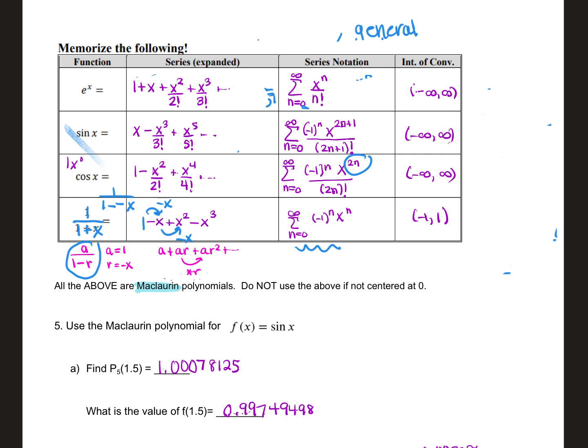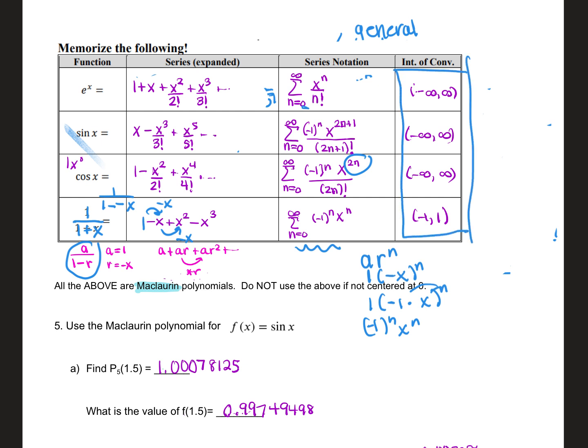Another way we could have done it is we know the general term for a geometric is a times r to the n. The a is 1. The r was negative x to the n. And I just like to separate it because sometimes we're going to need to see them separated. So this is the same thing as negative 1 to the n, x to the n, because you can distribute that power. Now, I haven't talked about this, but I just wanted to have it all in one place. That is the interval of convergence.